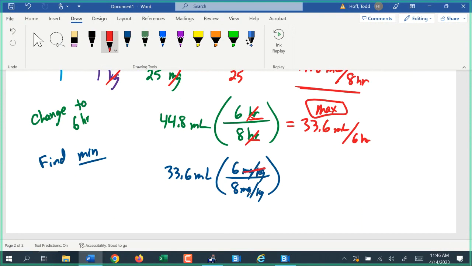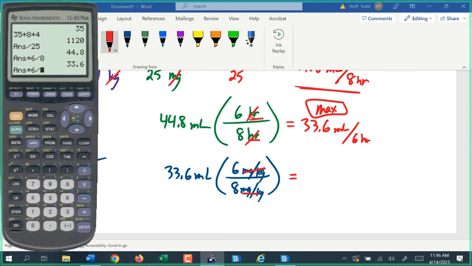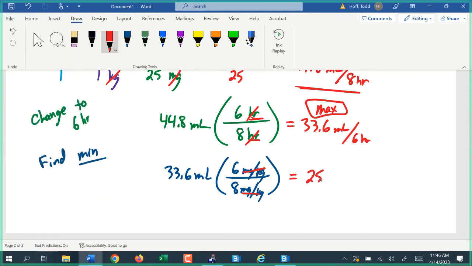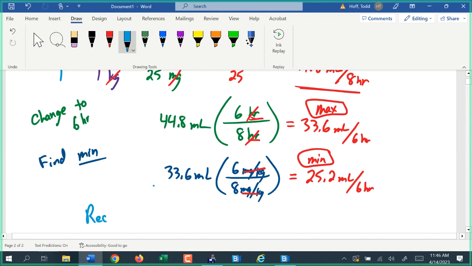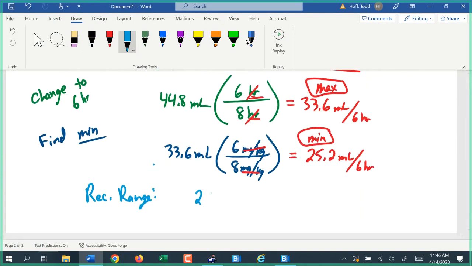Now in practice, I probably wouldn't write these units in. I'm writing it in here just so that we can verify they're the same unit and see that they cancel out. So once again, we'll take our 33.6 times 6 divided by 8, get a minimum of 25.2 milliliters every 6 hours. It's our minimum. So here we're going to get a recommended range: 25.2 milliliters every 6 hours to 33.6 milliliters every 6 hours.